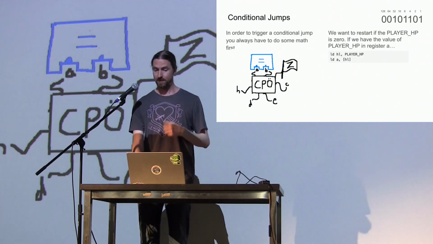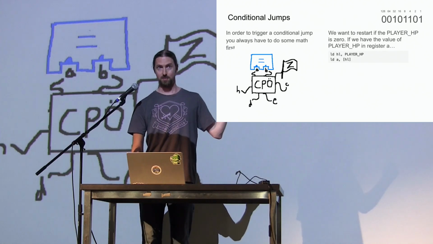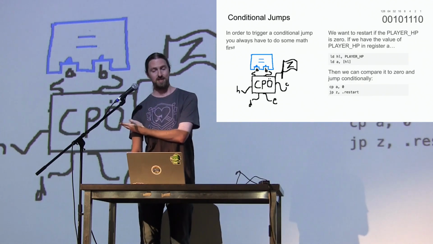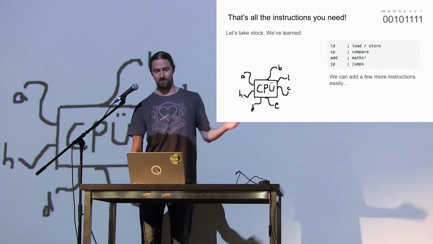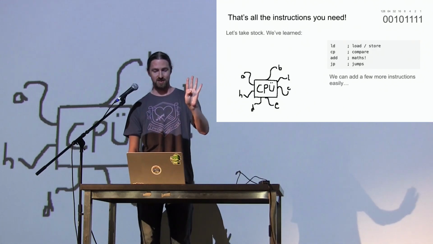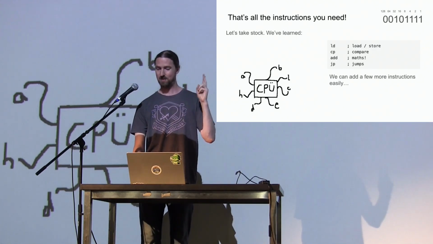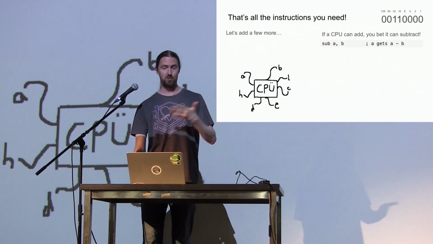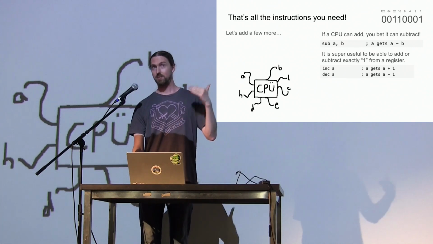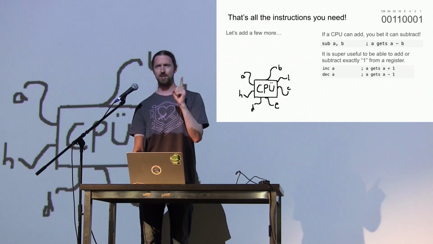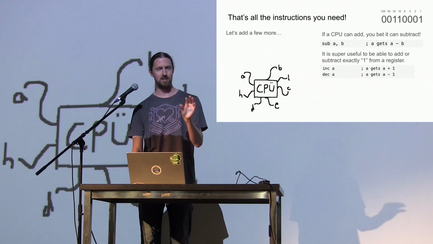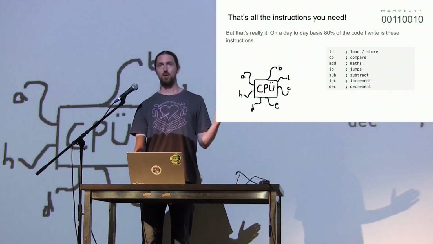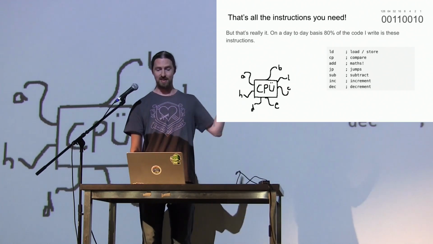So if we want to restart if the player's HP is 0, we load HP. You've seen this before. Load the value of HP into A. And then we compare A to 0, and then conditionally we jump, right? So this is 4 instructions you've learned, right? You can load, compare, add, jump. We can add, subtract. Obviously, if you can add, you can subtract. That should be intuitive. Increment and decrement, just add 1. It turns out to be weirdly useful to have a specific instruction just for adding 1 or subtracting 1. And honestly, 80% of all the code I write on a day-to-day basis is just these 7 instructions.